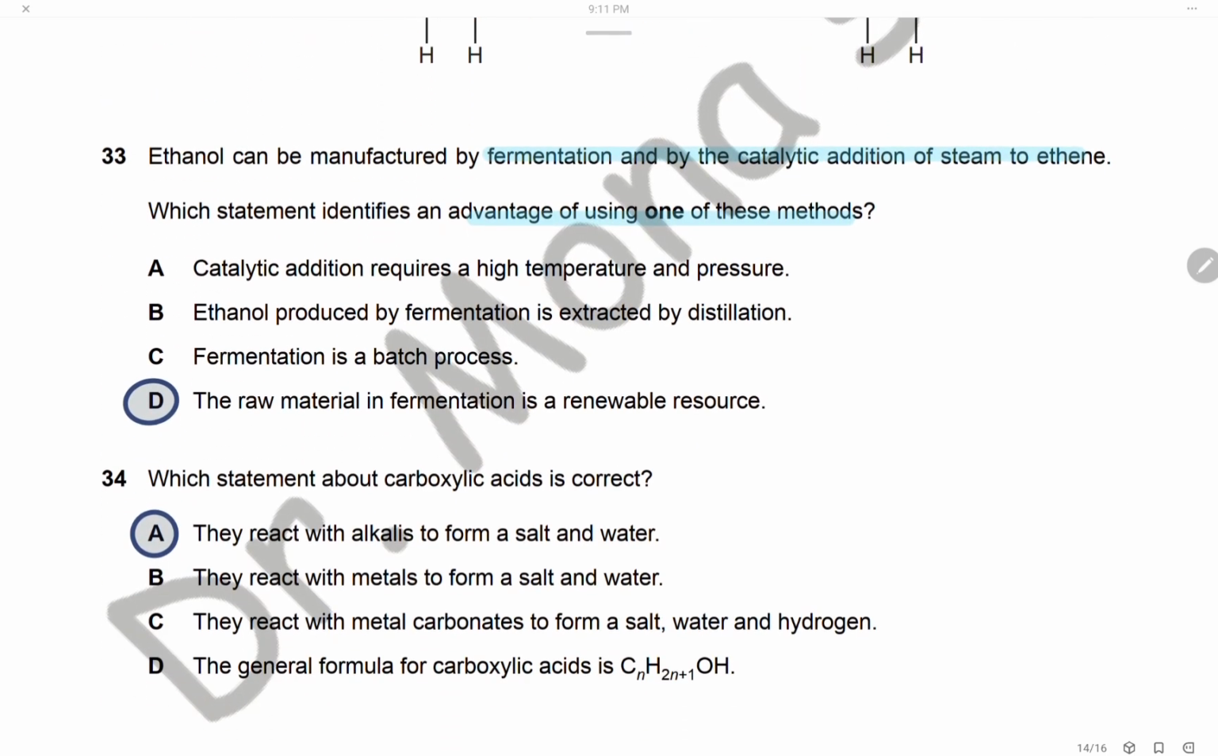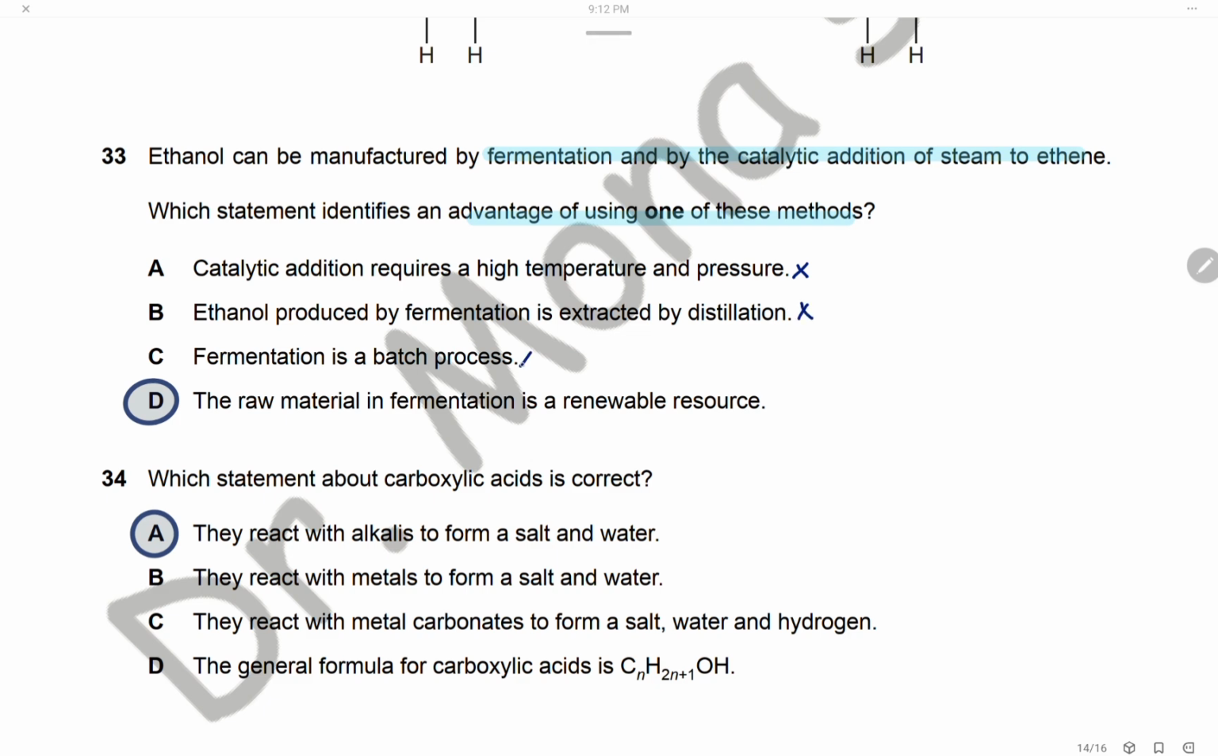Question 33. Ethanol can be manufactured by fermentation and by catalytic addition of steam to ethene. Which statement is identified as an advantage of using one of these methods? Catalytic addition requires high temperature and pressure. This is not an advantage. Of course, this is a disadvantage because it has high cost. Ethanol produced by fermentation is extracted by distillation. That means it is not pure and we need to make distillation, and this is a disadvantage.